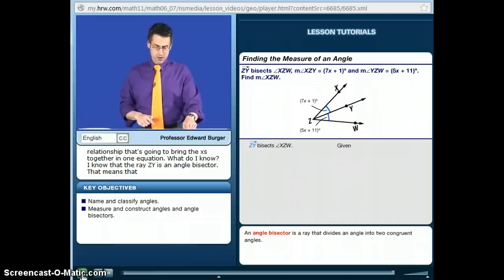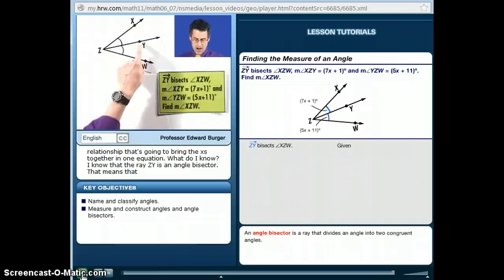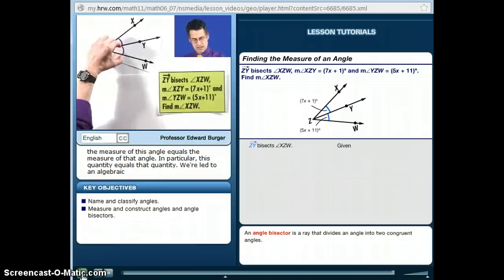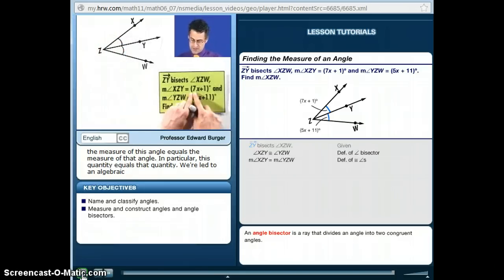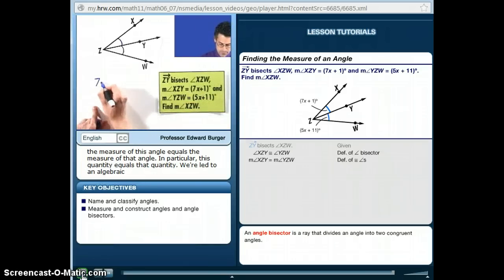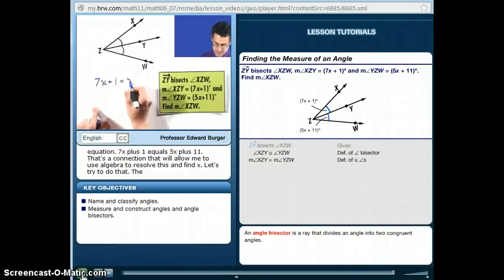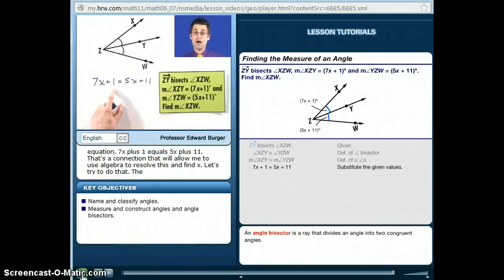Well, I need a relationship that's going to bring the x's together in one equation. What do I know? I know that the ray ZY is an angle bisector. That means that the measure of this angle equals the measure of that angle. Or in particular, this quantity equals that quantity. And so we're led to an algebraic equation, 7x plus 1 equals 5x plus 11. That's now a connection that's going to allow me to use algebra to actually resolve this and find x. So let's try to do that.